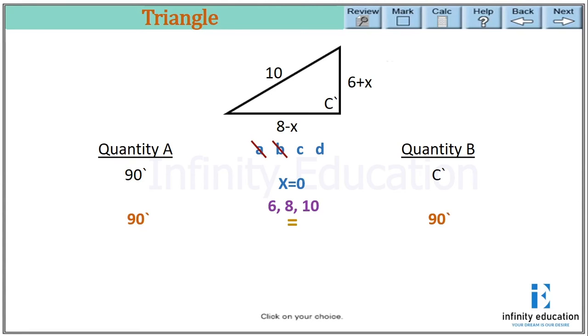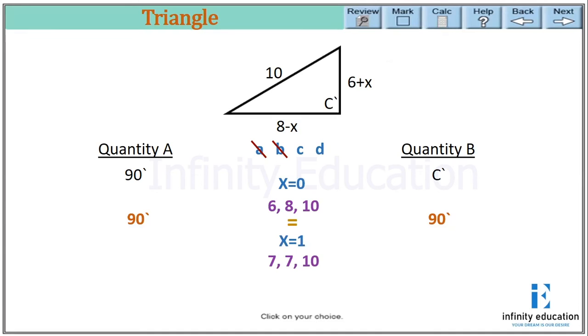Now I must not stop over here. I will try for any other value for X. Now, if you are taking the value for X equals to 1, so the three sides you are getting as 7, 7 and 10. Why? Because 8 minus 1 is 7 and 6 plus 1 again 7.